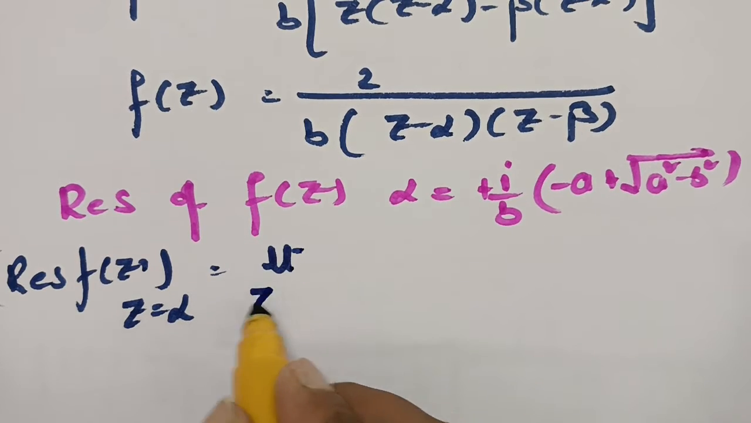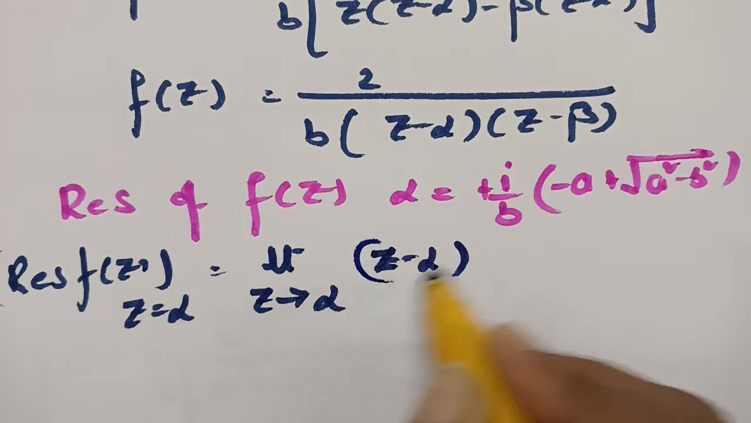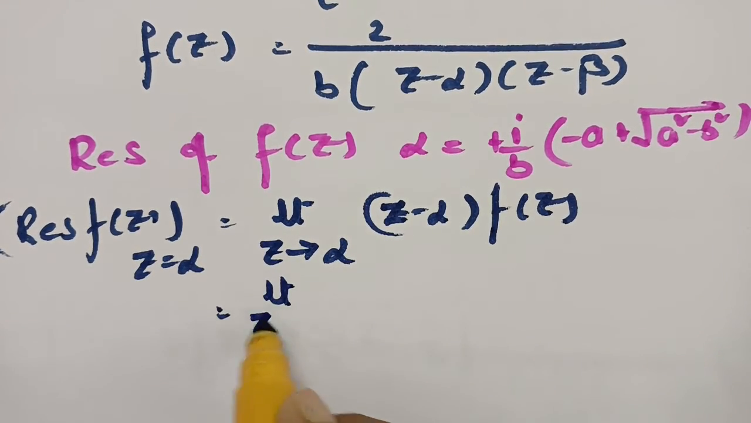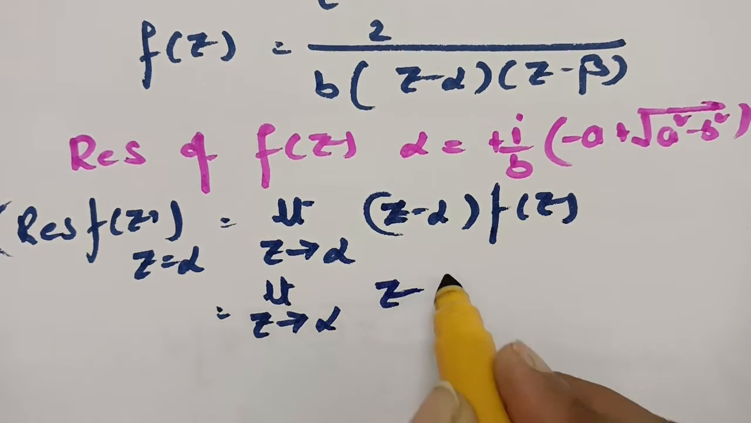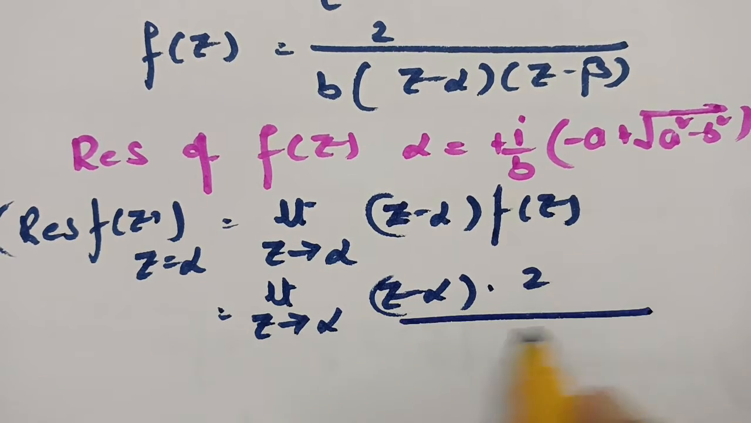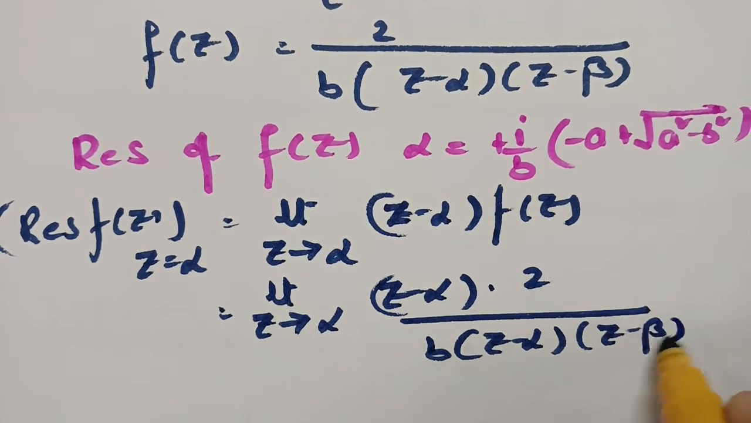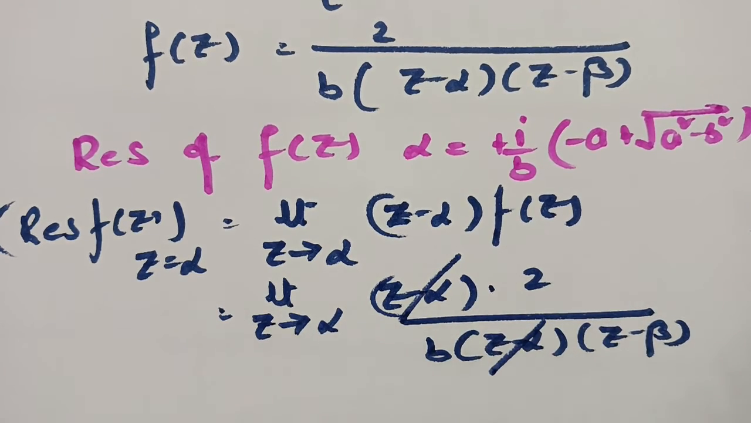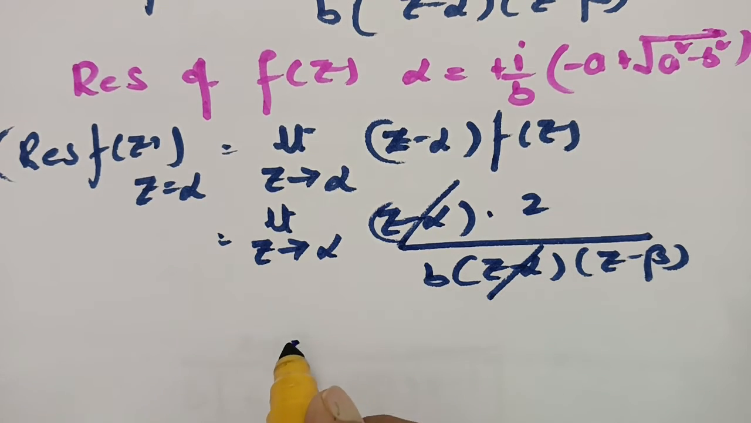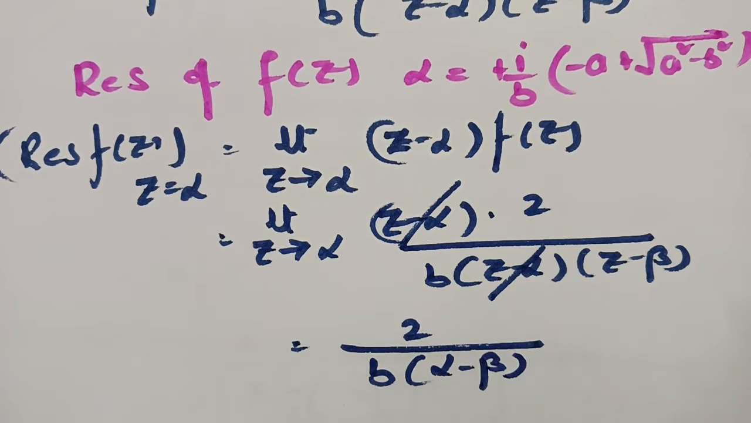Therefore, this value is limit z tends to alpha of z minus alpha times f of z. So what is our f of z here? That is 2 by b times of z minus alpha into z minus beta. Now after cancelling z minus alpha from the numerator and denominator and keeping z as alpha in the rest of the function, this will be 2 by b times of alpha minus beta.